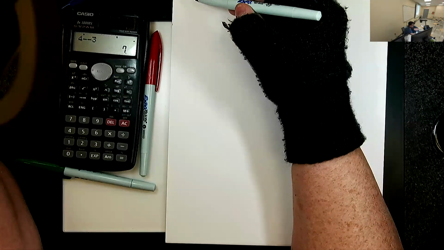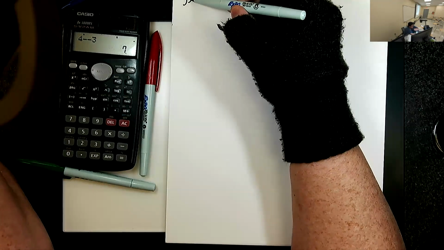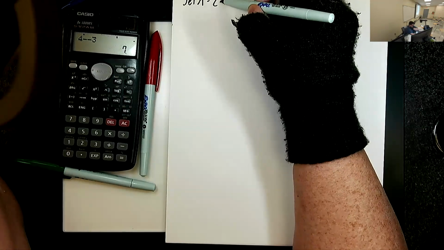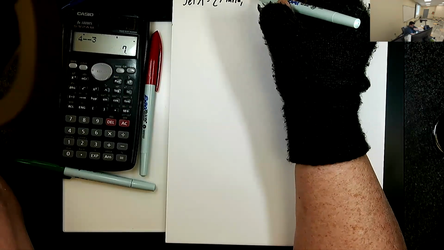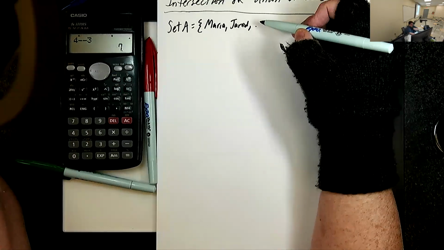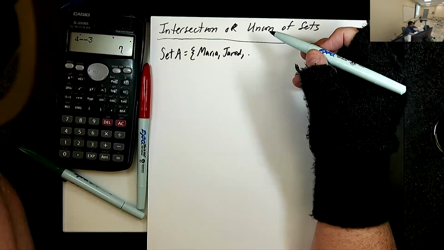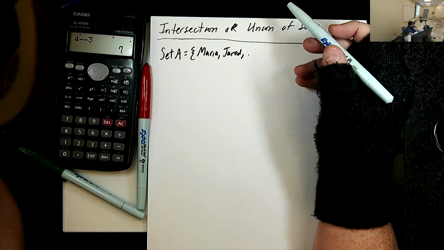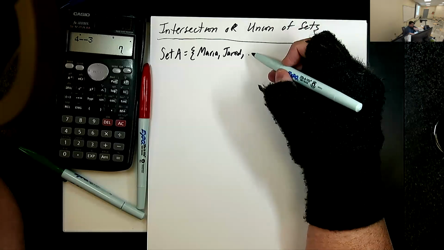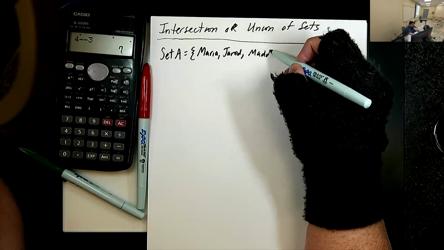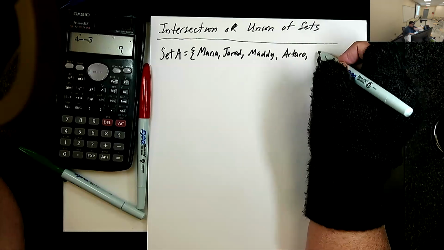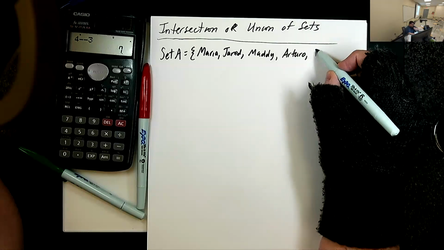Let me just start with an example though. I'm going to have a set of people A equals, let's say we got Maria and we got Jared. Could you read the paper down? Yes, I can. Thank you for letting me know. I got Maria and I got Jared and I got Maddie and I got Arturo. And I got, well, we got Hefe, we got David. David's in here.